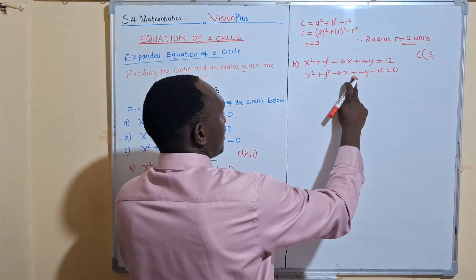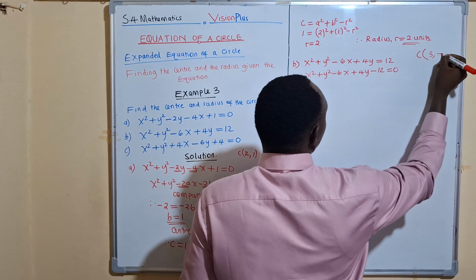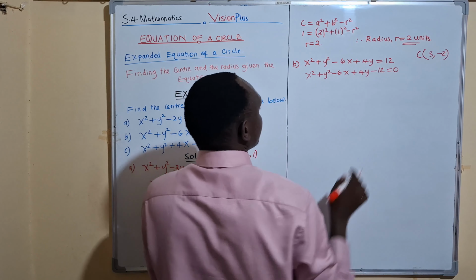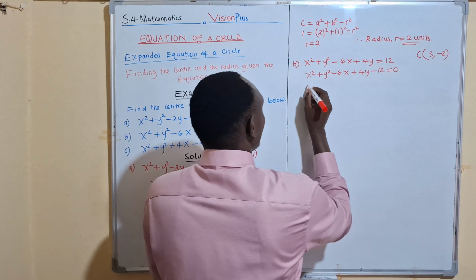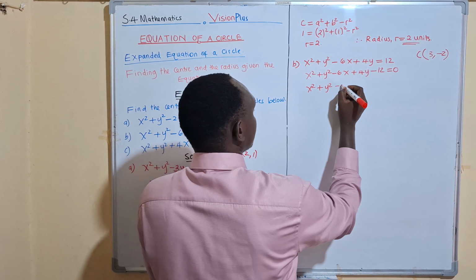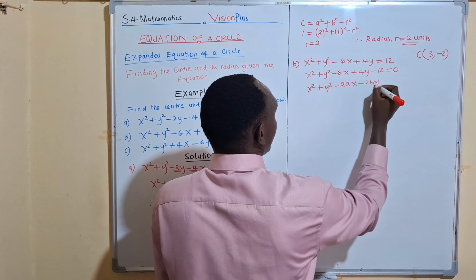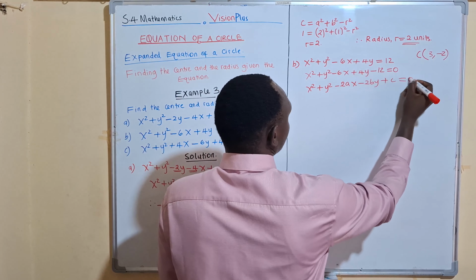This one is positive now, so we change it to negative. So -4 divided by 2 gives us -2. These are the coordinates of the center. But let us compare it to the equation of the circle given by x squared plus y squared minus 2ax minus 2by plus c equals 0.